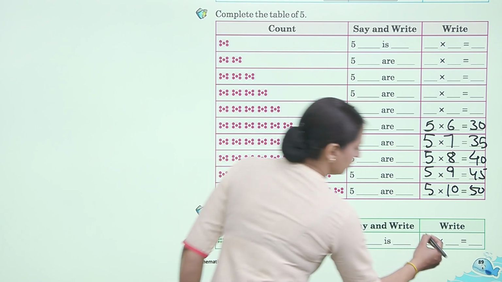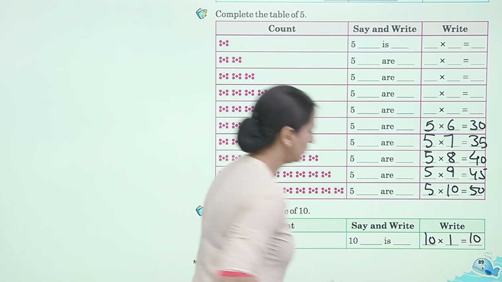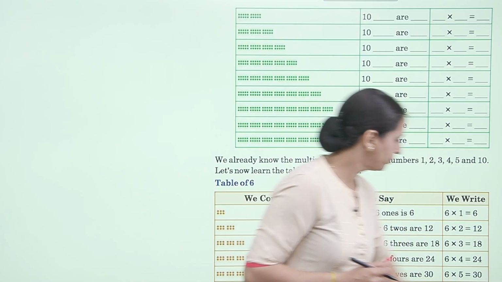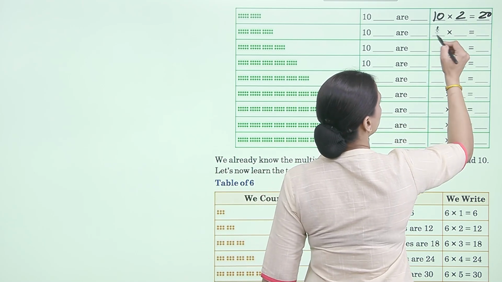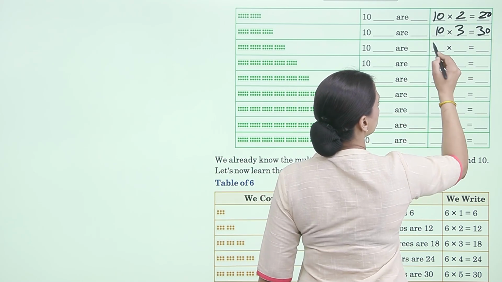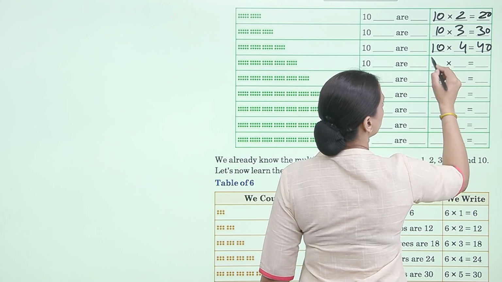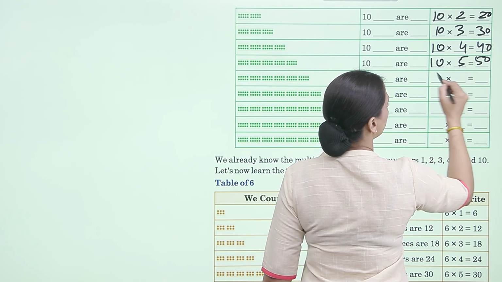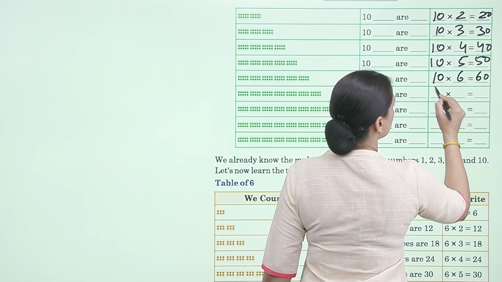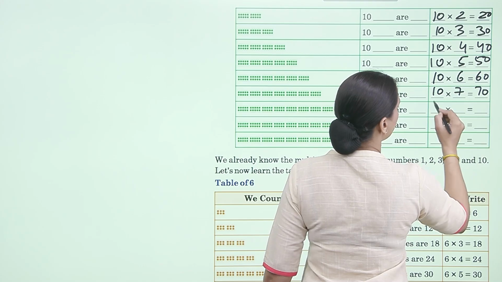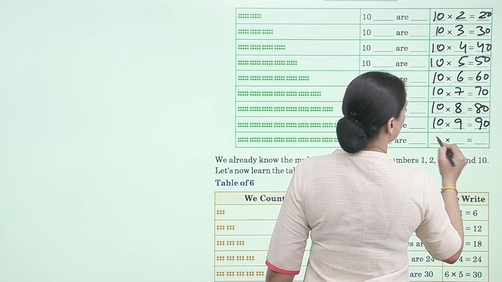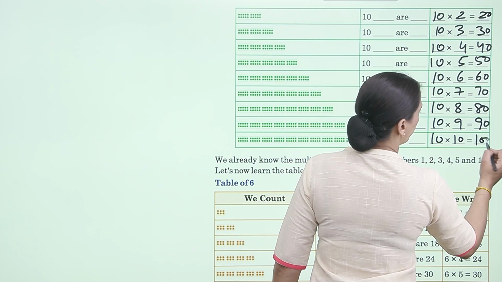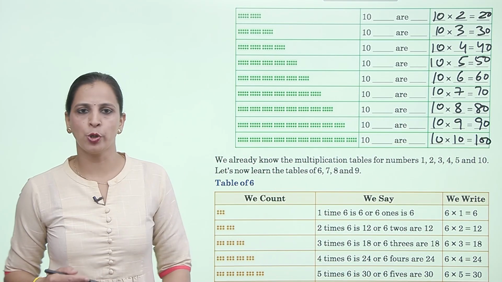Now complete the table of 10. 10 1s are 10, 10 2s are 20, 10 3s are 30, 10 4s are 40, 10 5s are 50, 10 6s are 60, 10 7s are 70, 10 8s are 80, 10 9s are 90 and 10 10s are 100. फर्स्ट कॉलम आप खुद कंप्लीट करेंगे.